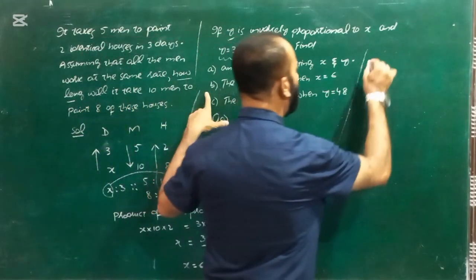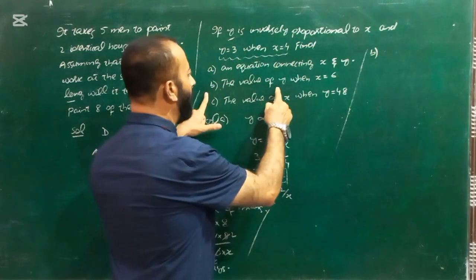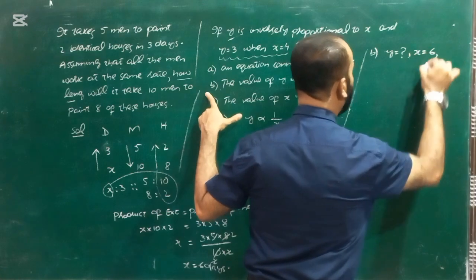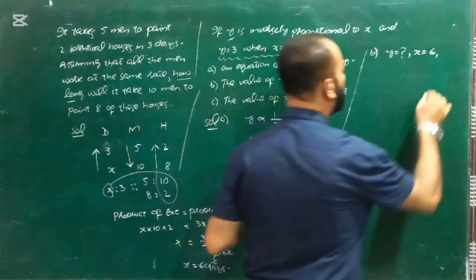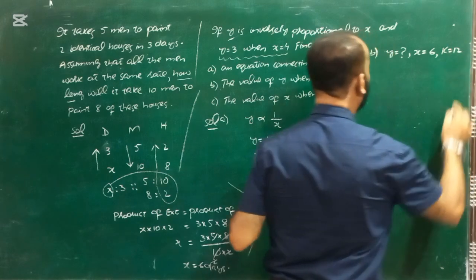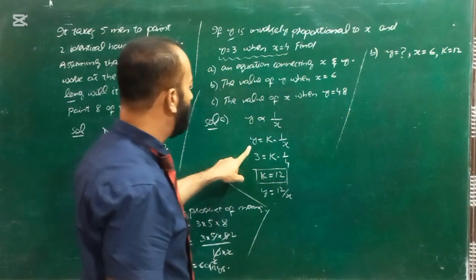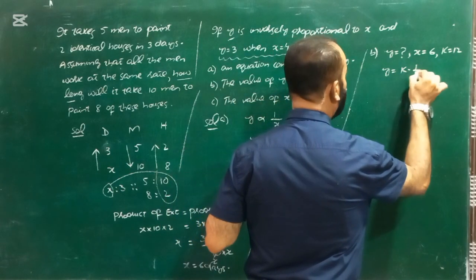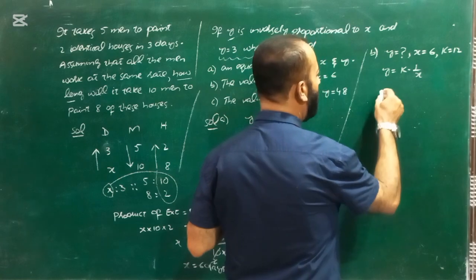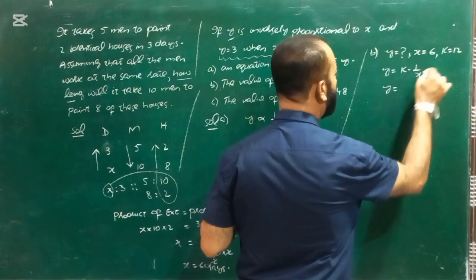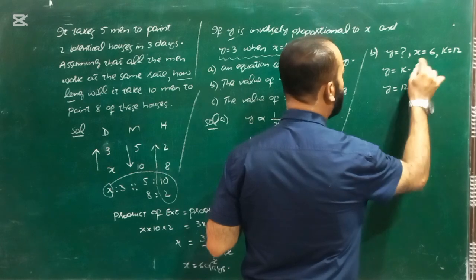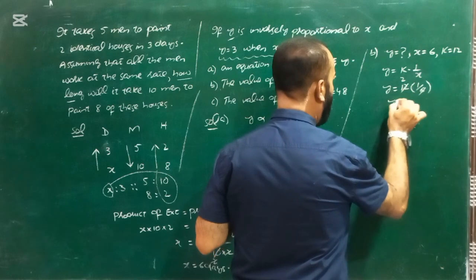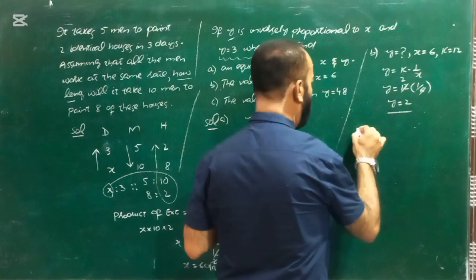So look at part B now. The value of y when x is 6 and k's value is 12. So these are the values now. So now we are going to use this equation, y is equal to k into 1 by x. So these values are going to be put in the equation. y is the requirement, k is 12 and x is 6. So 6 2s are 12 and y is equal to 2 is the answer of part B.